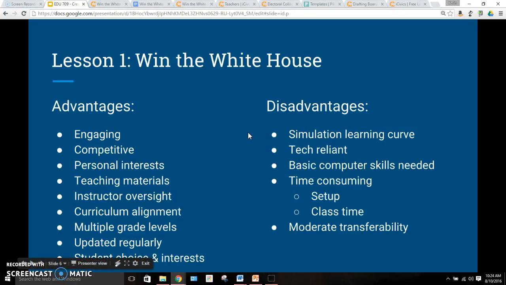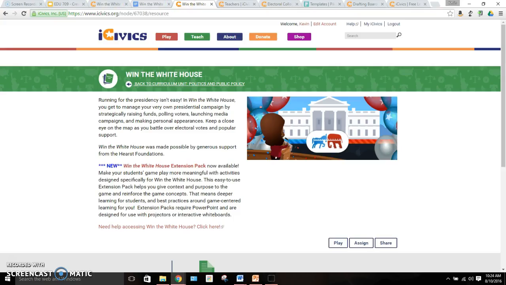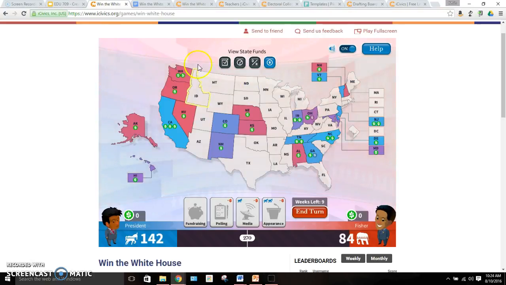Some of the disadvantages, I would say, it is somewhat complex. I mean, it's a lot of buttons, a lot of moving pieces, and having some background knowledge would probably be needed, and how you want to go about teaching the background knowledge is kind of up to you. It is reliant on technology, meaning if the internet goes down, you are kind of out of luck. And then the basic just computer skills, and as far as transferability, this style of assignment you could modify and use for anything, but as far as Win the White House is concerned, it's pretty social studies centered.